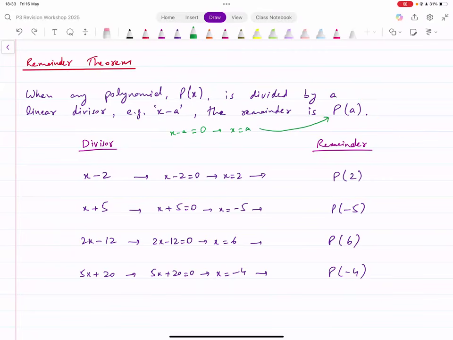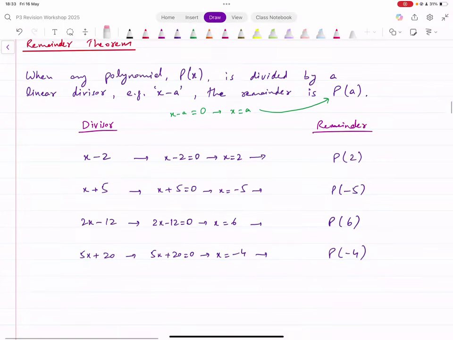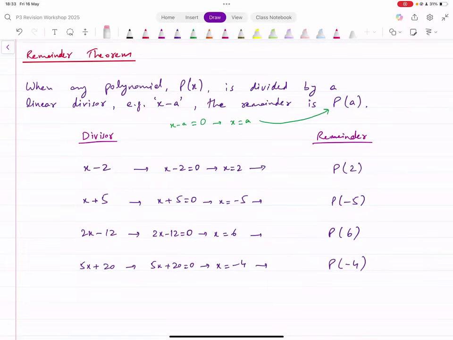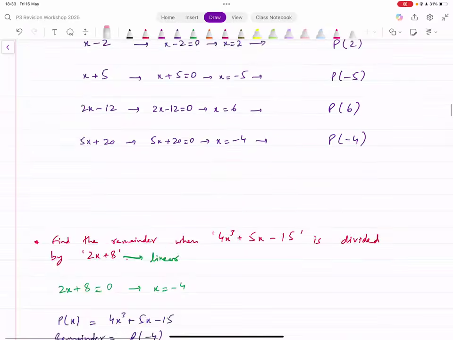So these are some examples of that. For example, if you had x plus 5, you put that equal to 0. That gives x equals minus 5. The remainder would be P of minus 5. You input x equals minus 5 in the polynomial and that will give you the result. If the divisor was, for instance, 5x plus 20, you equate that to 0 first of all, x equals minus 4, you input that in the polynomial and that gives you the remainder. That's the idea of the remainder theorem. It works only for linear divisors. You put the divisor equal to 0, the value of x that you get, you input that in the polynomial and that gives you the remainder from that division.